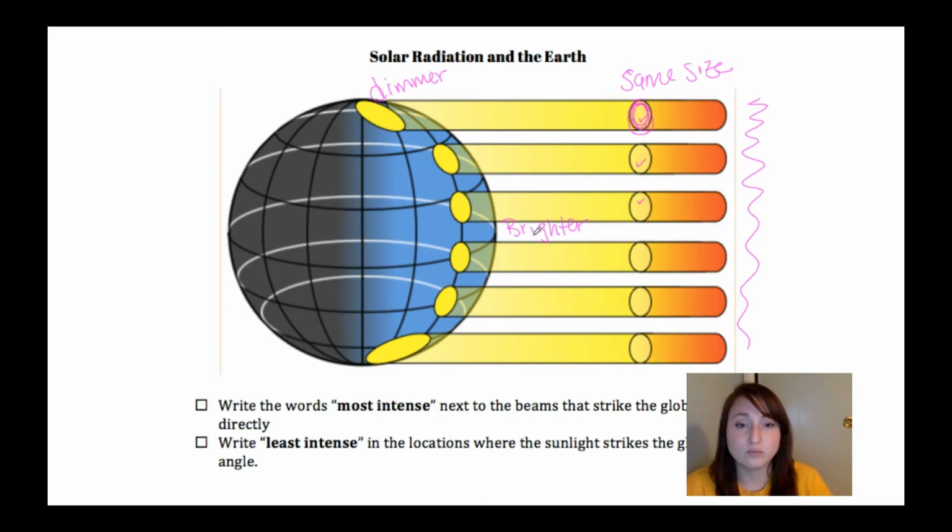And so because of this brighter light, it's more direct. And as our activity down here asks us to do, write the words most intense next to the beams that strike the globe directly. And then write least intense in the locations where the sunlight strikes the globe at an angle. So our light will be least intense at the poles. And I'm just going to abbreviate here, least intense, LI. And then these middle beams will be most intense.